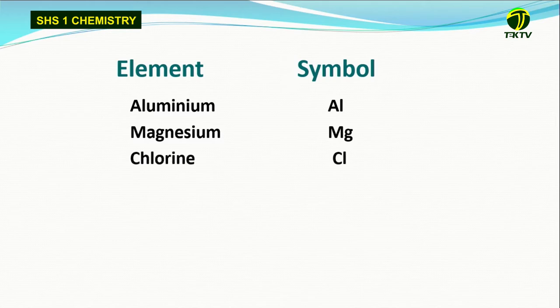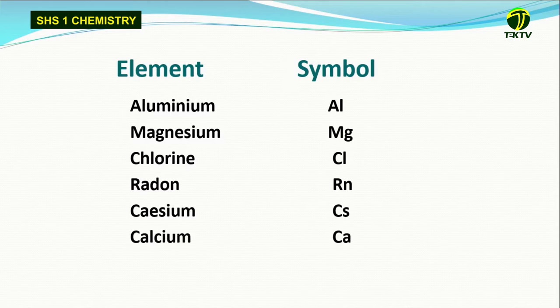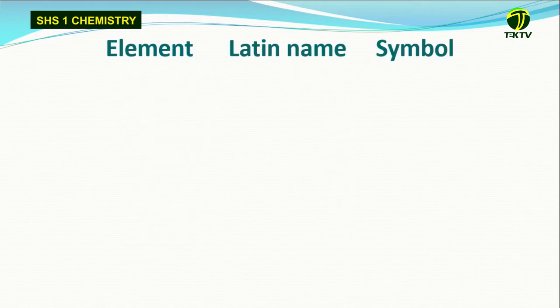We have chlorine, Cl, and C is capital, but the l is small. We have radon, which is Rn. We have cesium, Cs. We have calcium, which is Ca. So these are the substances whose English name are being used.